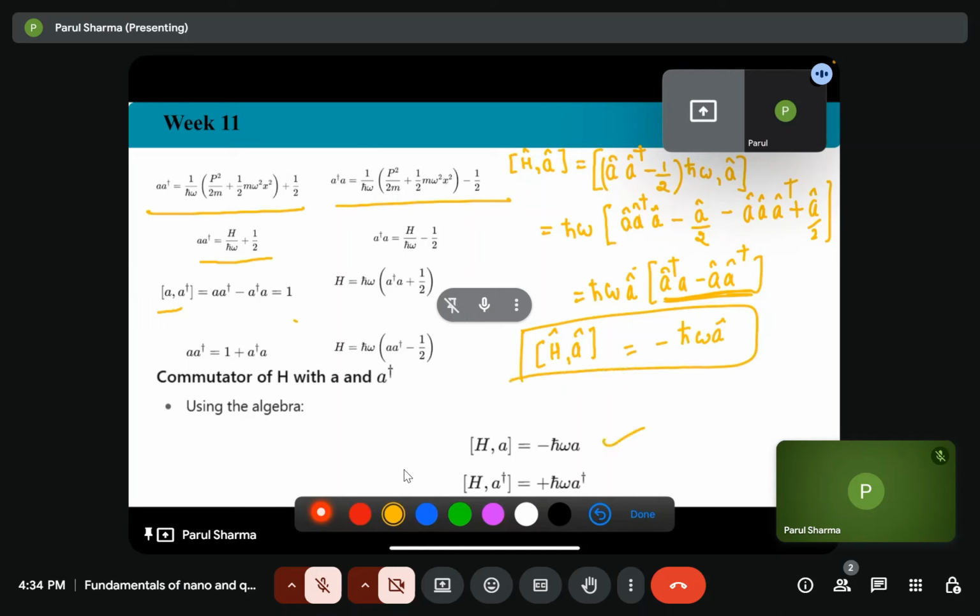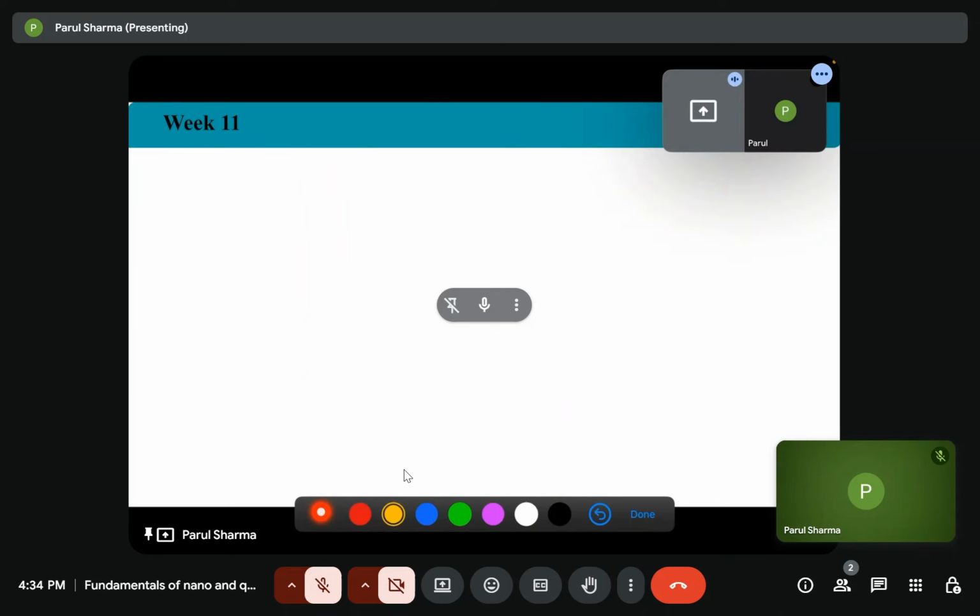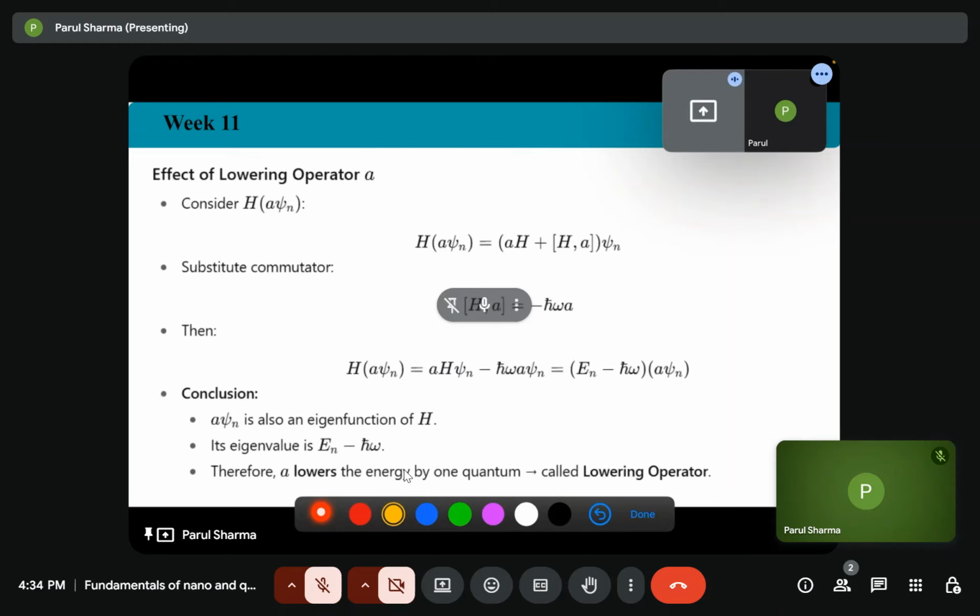So this is this. Similarly, when we do it with H A dagger, it will give us positive omega A dagger. So with the annihilation operator, there is a minus sign. With the creation operator, there is the plus sign. So now we saw what is the effect of raising and lowering operators.